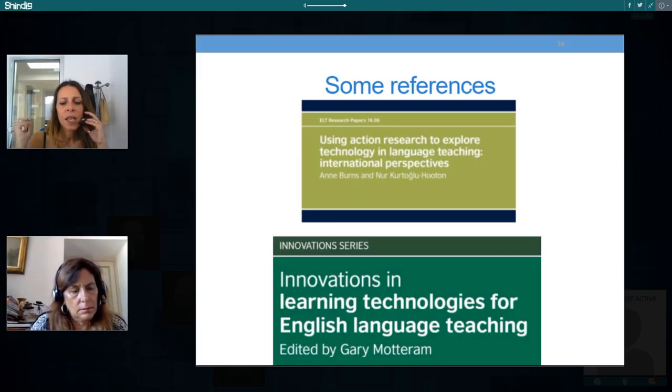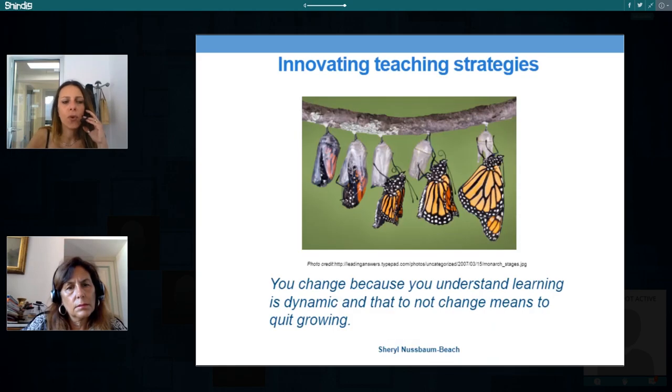I'm going fast, just some references, but I'm not going to go deeper. These are just some reports from the British Council and some publications that you can find on the British Council website on the use of technologies for language learning with practical examples and action research projects. But we can give you all the references if you want.